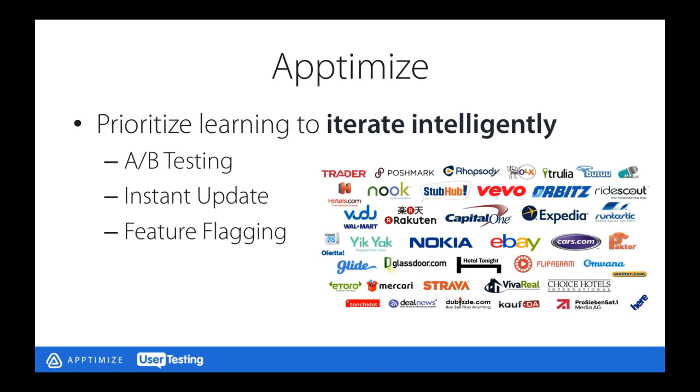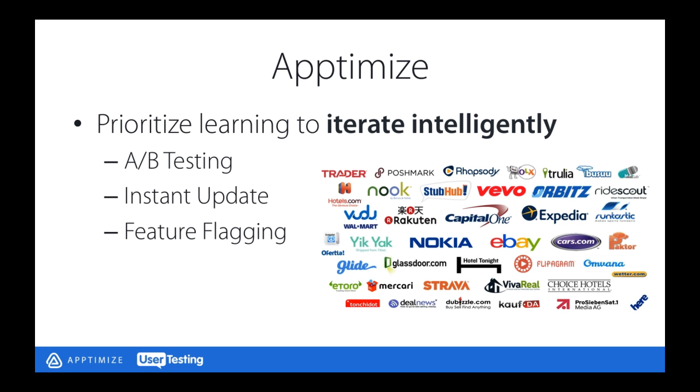So we do a few things. One thing is A/B testing, which allows you to measure the actual impact on user behavior and validate on a small scale before deploying to all your users. That way, you're not affecting your entire user base with any of your changes before they're tested.